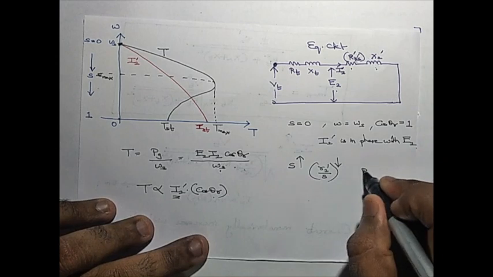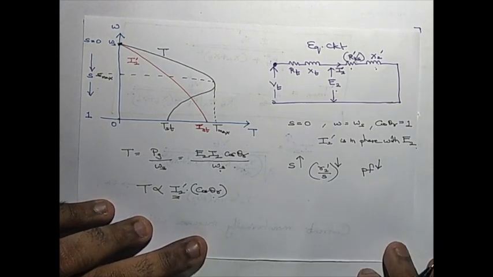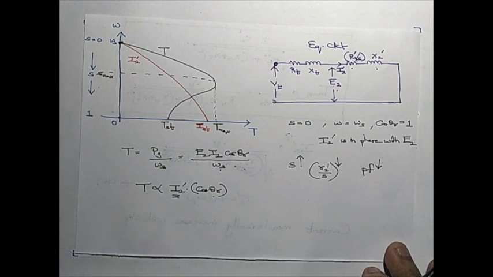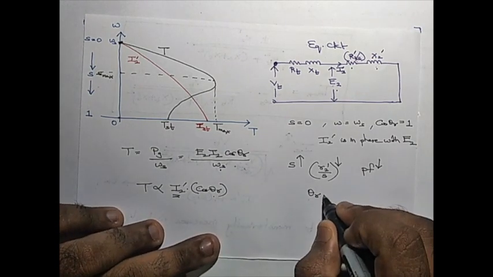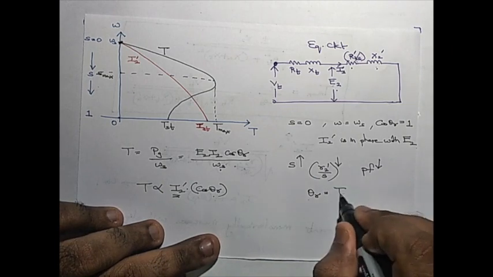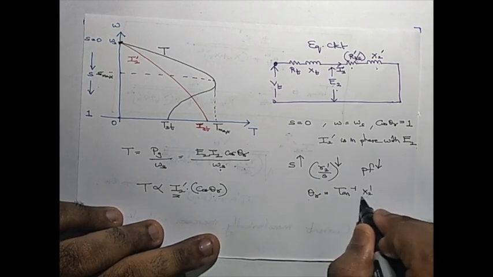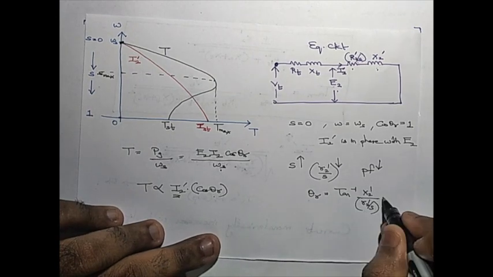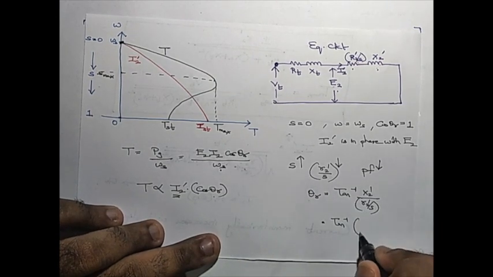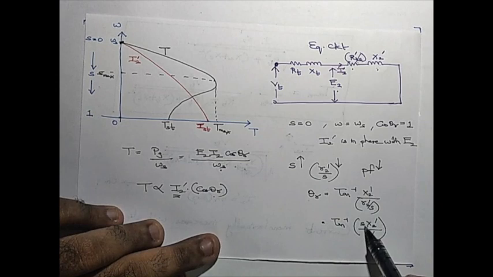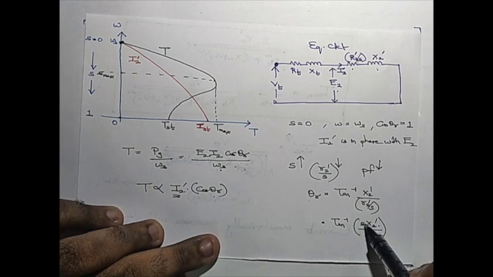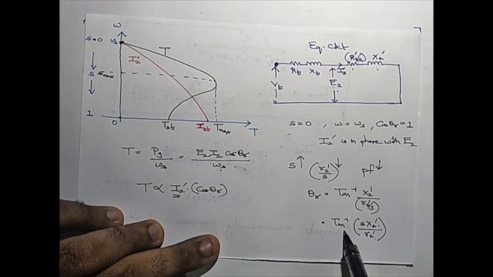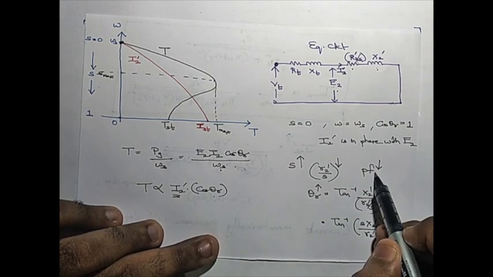What happens? Power factor of the rotor continues to fall. Or what is theta R? Theta R is tan inverse of X2 dash by R2 dash by S, or tan inverse of S X2 dash by R2 dash. Now slip is increasing. X2 dash is a constant, R2 dash is a constant, but S is the variable. As S increases, the numerator continuously increases. If the numerator continuously increases, theta R continuously increases. If theta R continuously increases, power factor continuously falls.